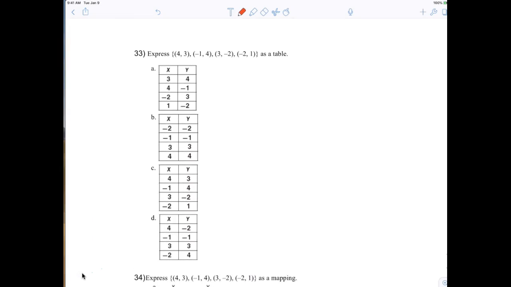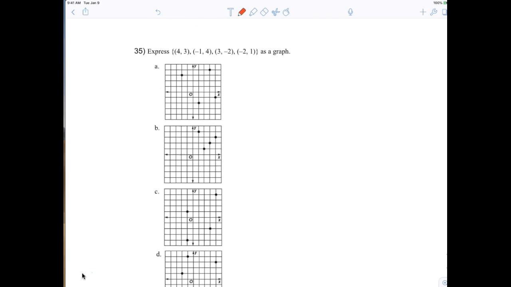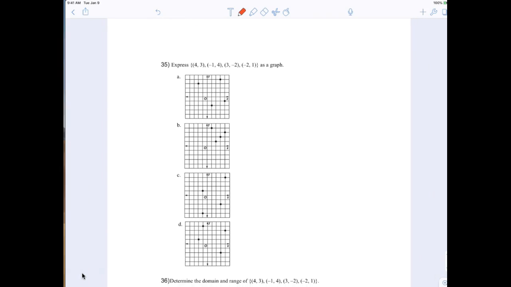So which one of those was the table? Does everybody agree it's C? 4, 3, negative 1, 4, 3, negative 2, negative 2, 1. Everybody okay with that? All right, let's check out 35. Somebody help me out with 35. What was that answer? Somebody said D. Does somebody agree? Everybody okay with it being D? I'm sure everybody can plot points.